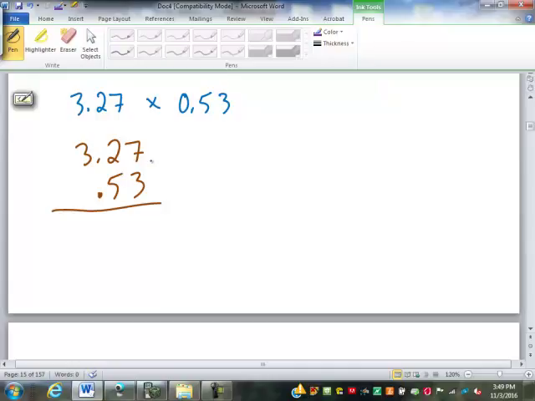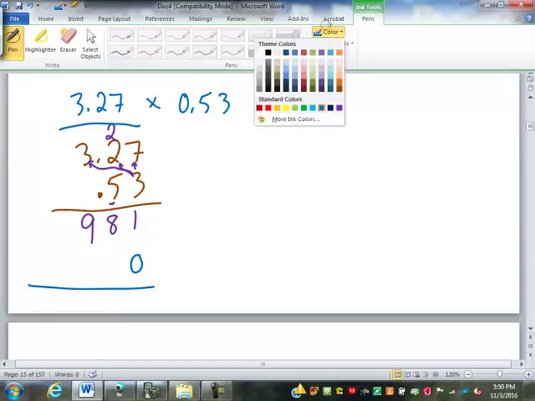I'm going to ignore the decimal point. 3 times 7 is 21, so 1 carry the 2. 3 times 2 is 6, plus 2 is 8. Ignore the decimal point. 3 times 3 is 9. Now before I move over and use the 5, I'll fill in a 0 here. Put a line up here so I know that 2 has already been used.